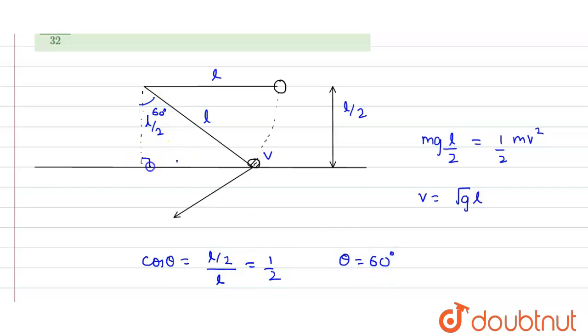Now if this is 60, this is 90. So what would be this angle? This would be 30. This is the tangential and this is the normal, so the total angle here would be 90 degrees. So what is this angle? This would be 60. That means it would be impacting at an angle of 60 degrees.